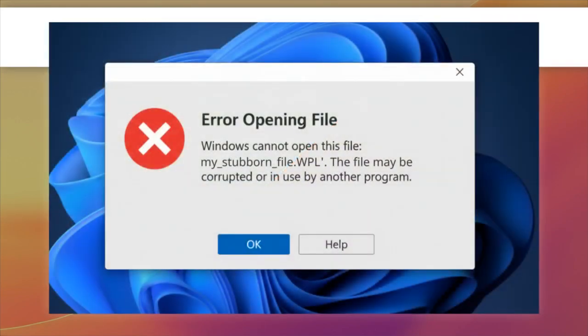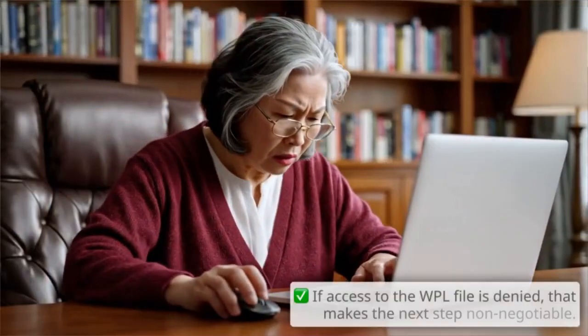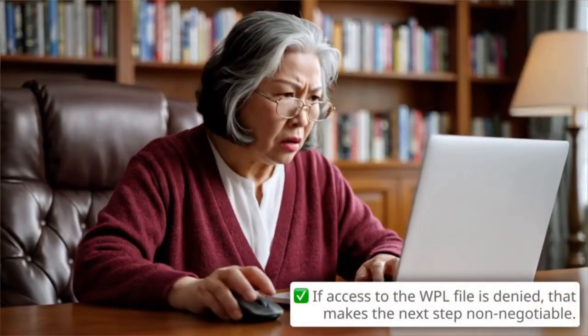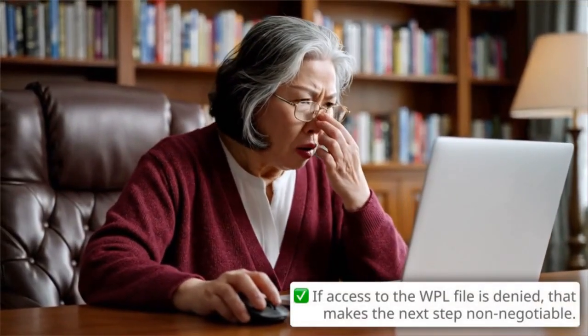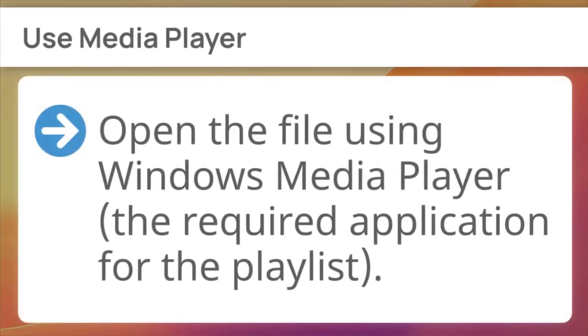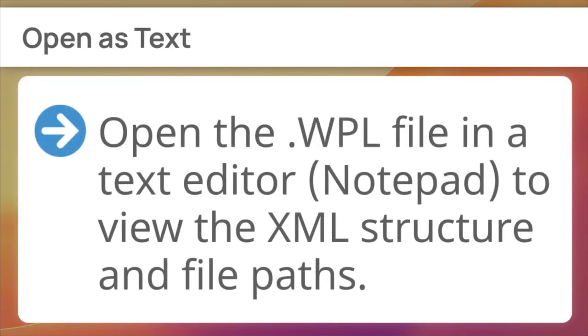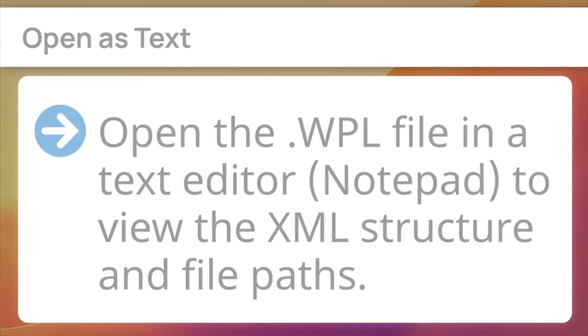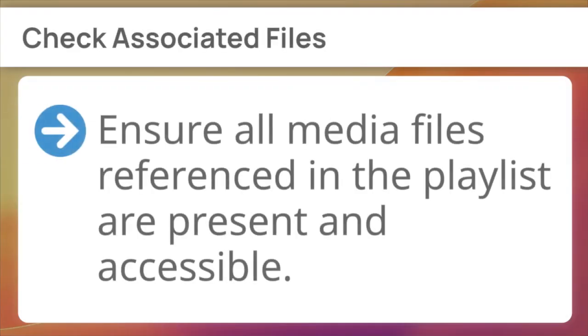The file didn't cooperate. Let's now transition to these 3 highly effective troubleshooting steps to conquer the WPL problem. First, use Media Player. Open the file using Windows Media Player, the required application for the playlist. Next, open as text. Open the WPL file in a text editor, Notepad, to view the XML structure and file paths. Finally, check associated files. Ensure all media files referenced in the playlist are present and accessible.